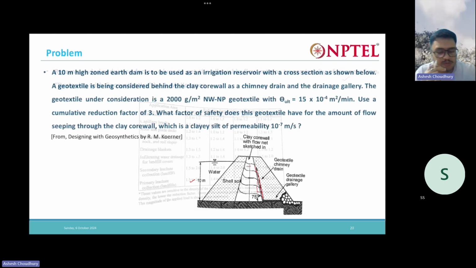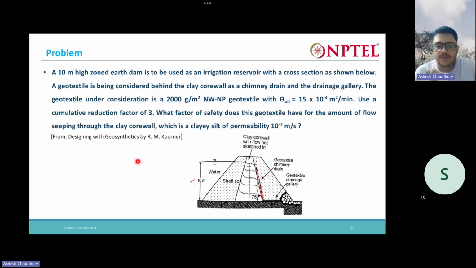So now this problem we had solved. So what is this problem? Here we have a zoned earthen dam, retaining 10 meters of water, and you have an impermeable clay core. To drain out the water from along the clay core, we have a geotextile chimney drain placed there.